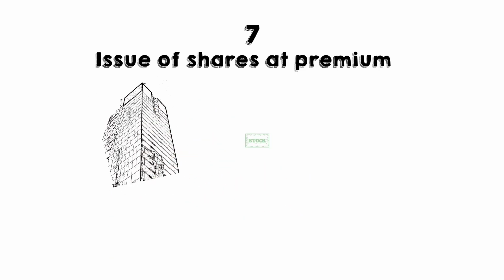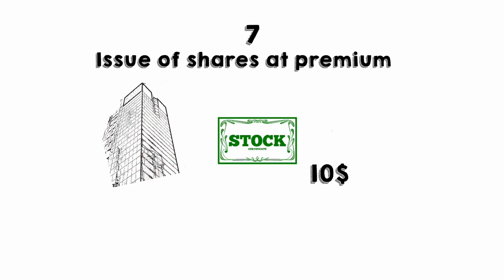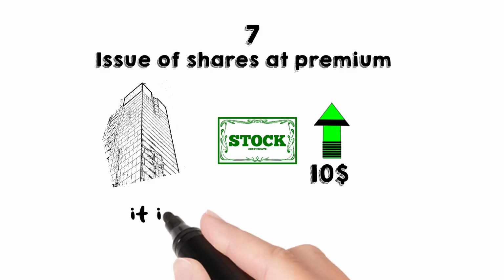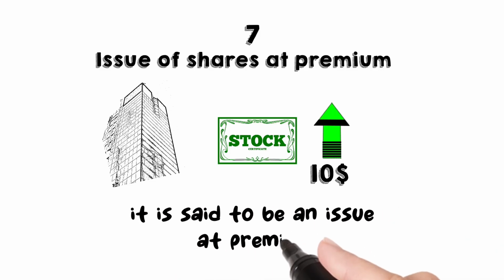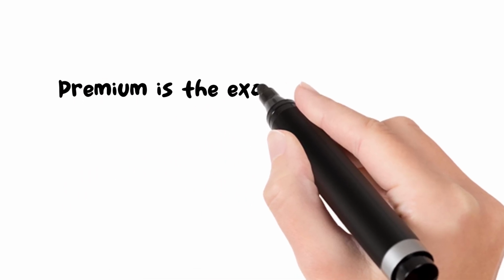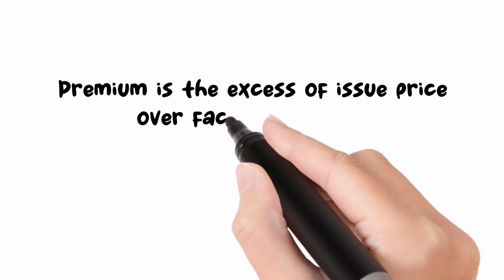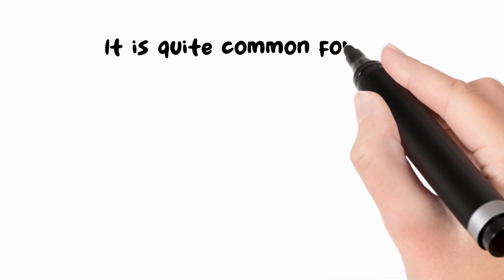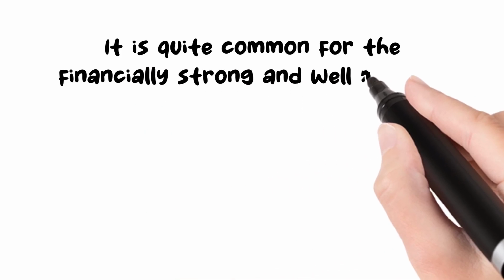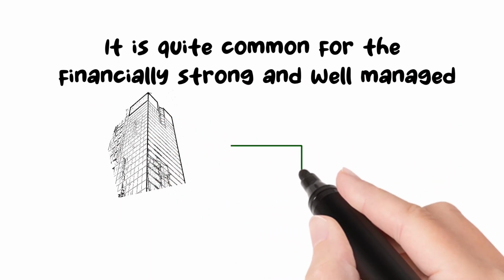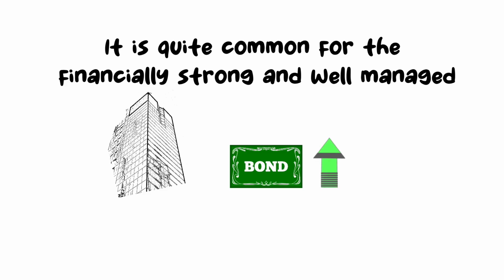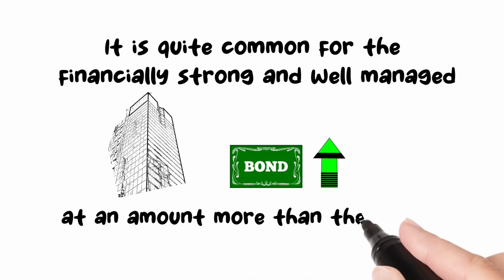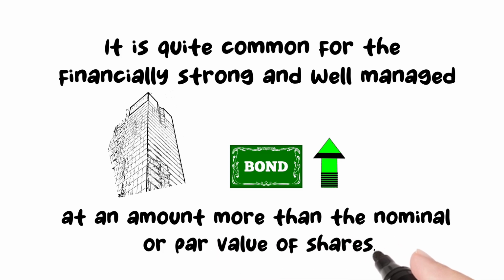Number 7. Issue of shares at premium. When a company issues its securities at a price that exceeds the face value, it is said to be an issue at premium. Premium is the excess of issue price over face value of the security. It is quite common for financially strong and well-managed companies to issue their shares at premium, at an amount more than the nominal or par value of shares.